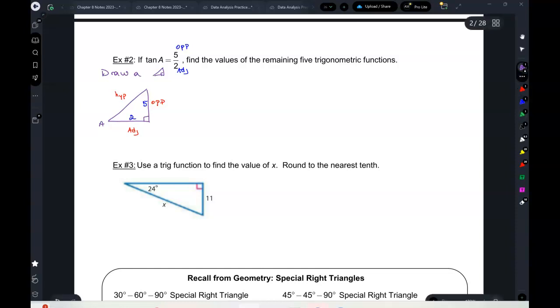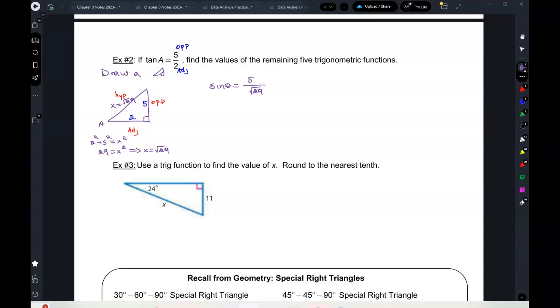So let's do the Pythagorean theorem. I'm going to call this x. So 2 squared plus 5 squared is equal to x squared. 4 plus 25, 29 equals x squared. So what's x? Square root of 29. So here x is root 29. Now sine of A is 5 over root 29.